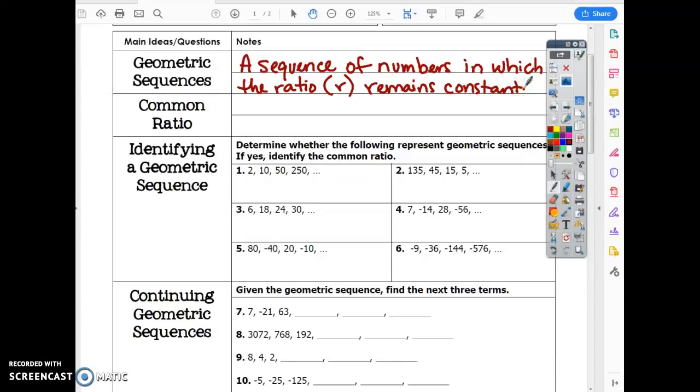That means you're always going to be using the same number. You're always multiplying by the same number. That's why it remains constant. And how do you find the common ratio? Okay? You find it by dividing. Found by dividing each term by the previous term.